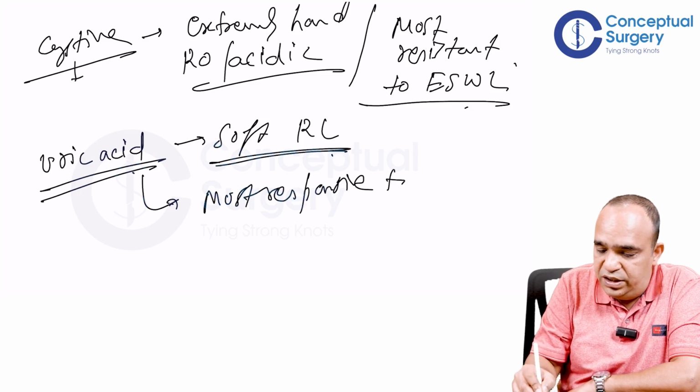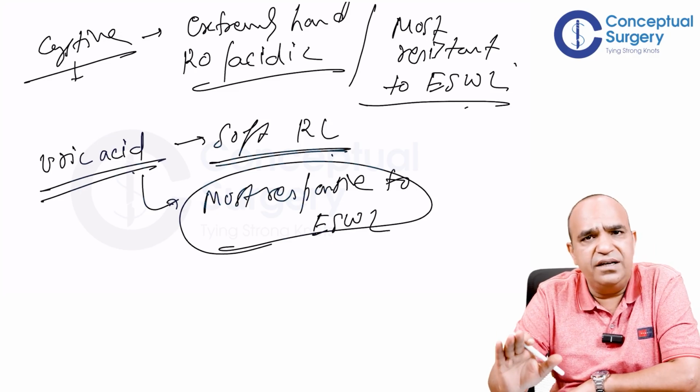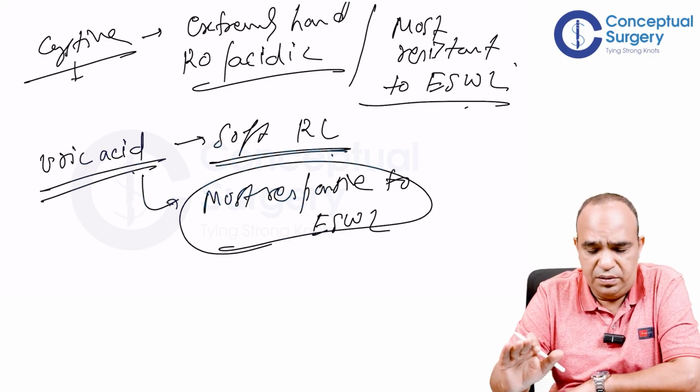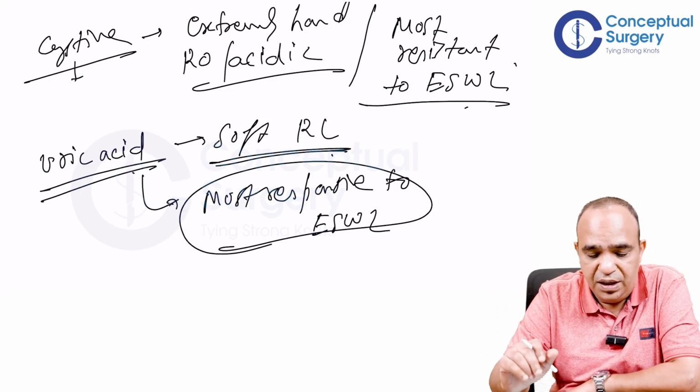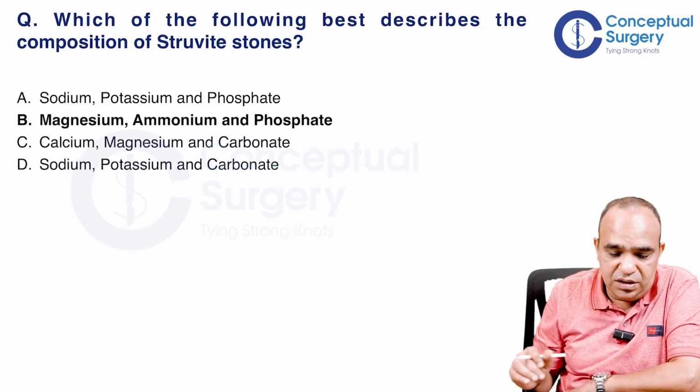And they are most responsive to ESWL because they are soft, they'll be easily broken. Oxalate and phosphate stones also get broken, except calcium oxalate monohydrate. But uric acid most easily gets broken. Okay, so this is about the stones.